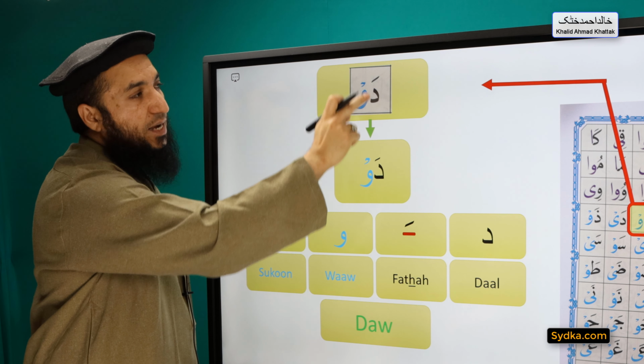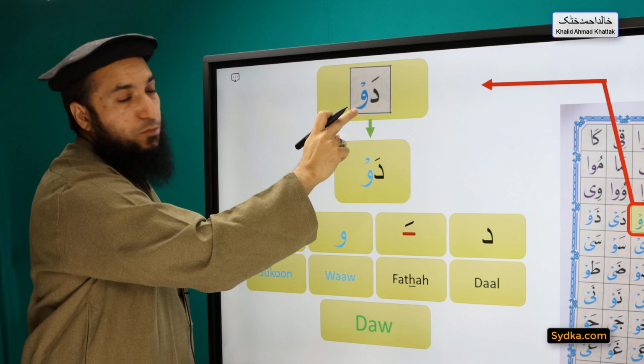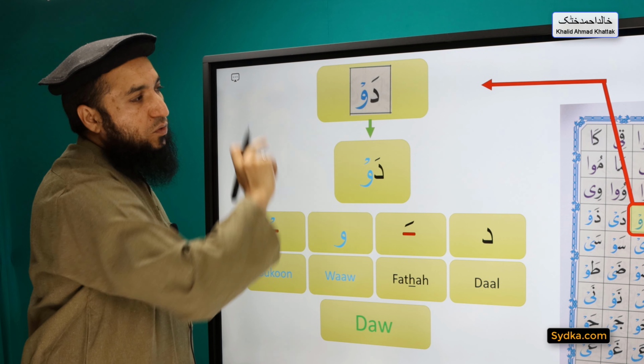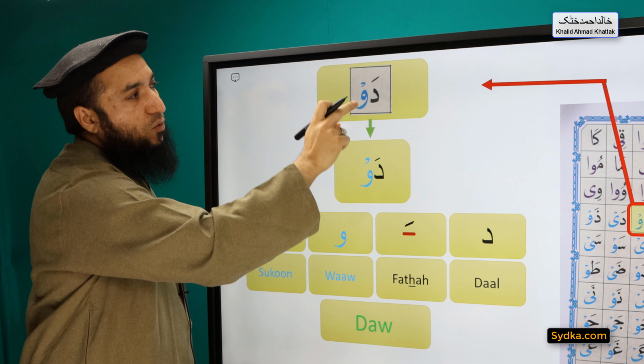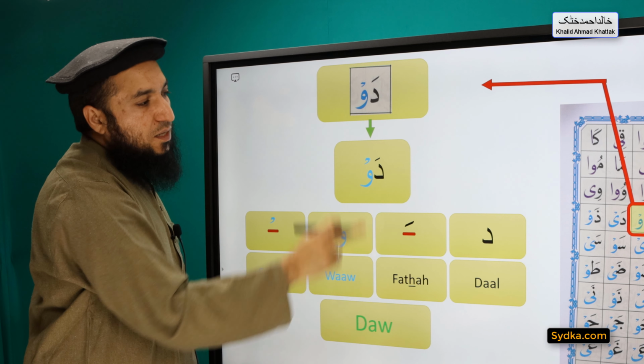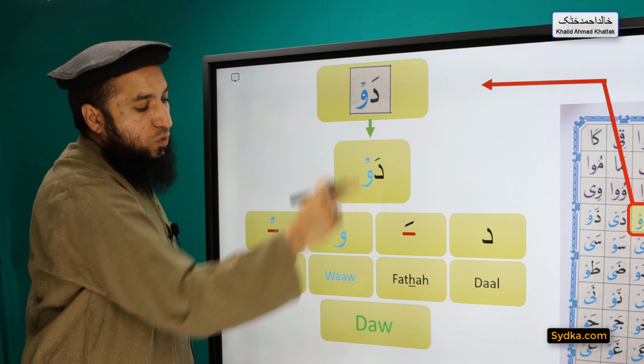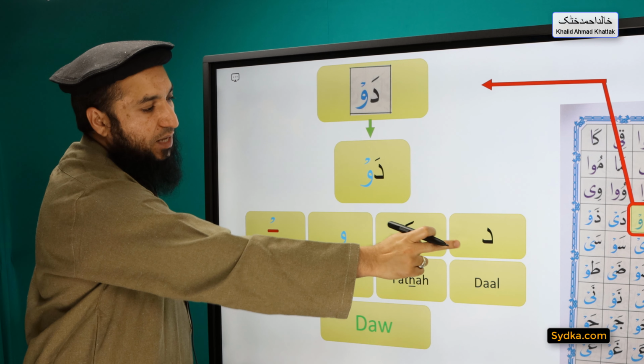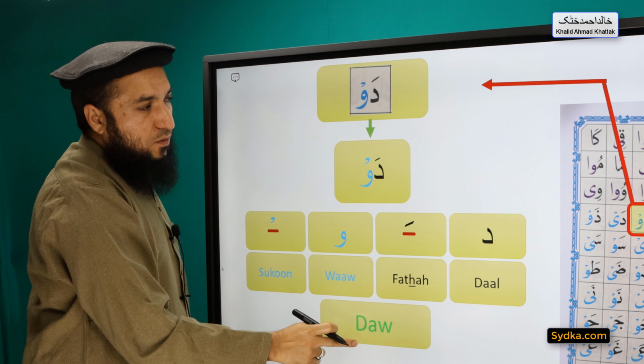The next syllable we have is dal fatha waw sukoon, daw. Dal is a light letter, it has fatha on top of it, it is followed by waw, and waw has a sukoon. Dal fatha waw sukoon, daw.